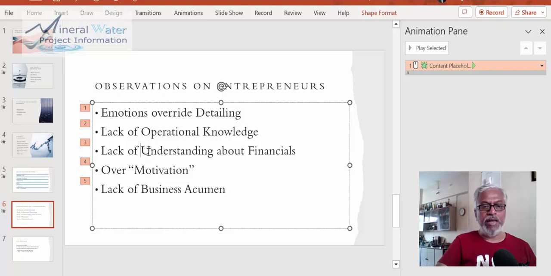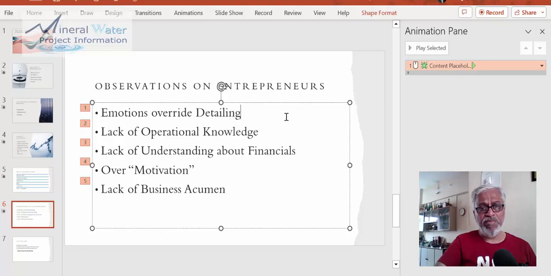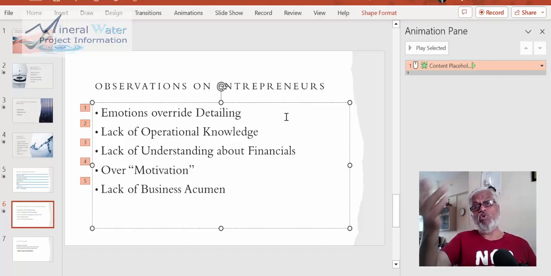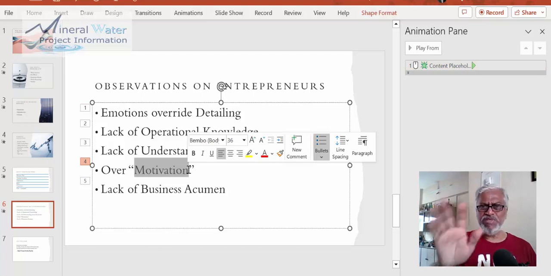Then there is lack of understanding about financials. Hardly any people know about financials. If you ask them what is the operating profit, what is the cycle, how much working capital, they will talk in jargon. CC, I have got CC, मेरे को CC मिल गया है. So what is CC? If you ask them what is CC, what is working capital, they lack it. They also don't know. Over motivation, just motivation is not going to help you.